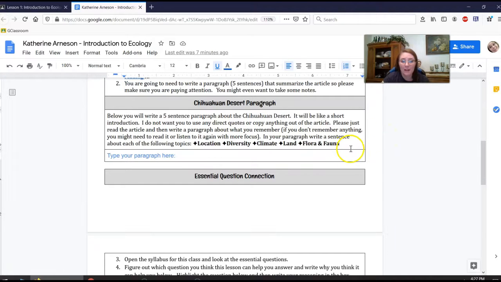If you don't remember anything, that might mean that you need to do it again, guys, and pay attention. Okay, in your paragraph, write one sentence about each of the following topics. If you remember location, diversity, climate, land, flora, and fauna, those were actually paragraphs in there. So you just need to basically write a one-sentence paragraph about everything that you read. Please do it in this box.